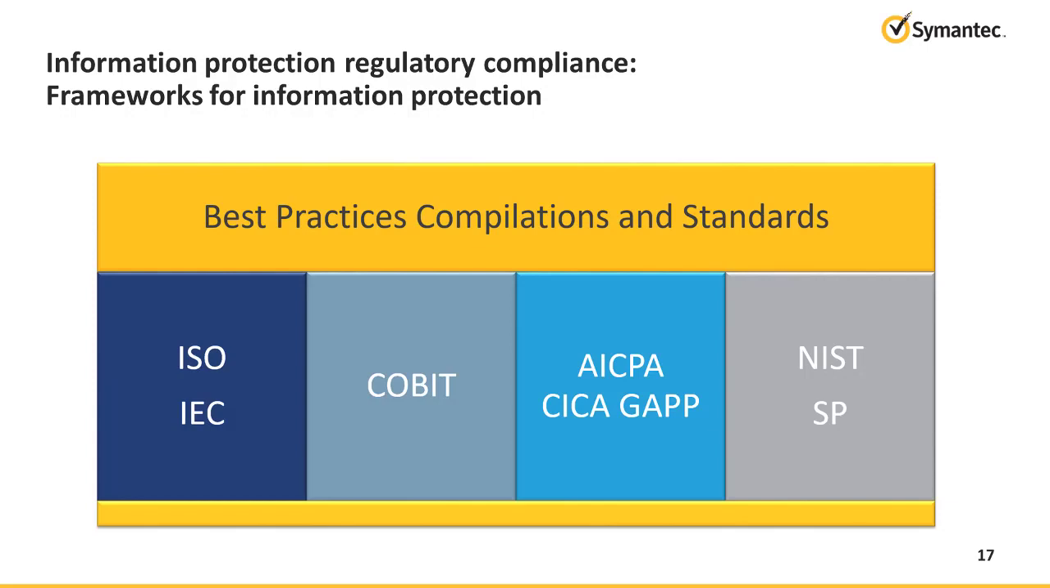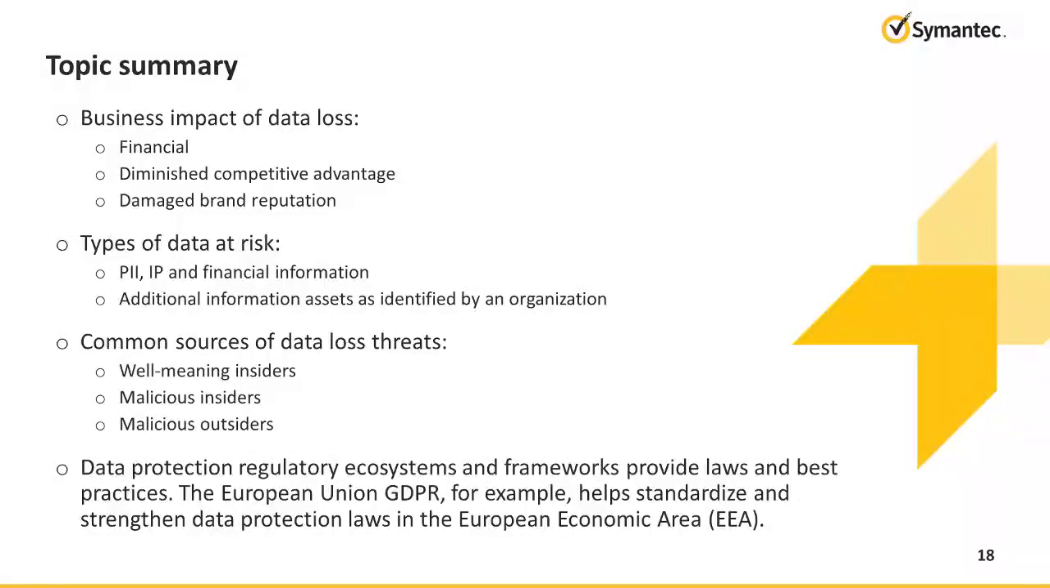These frameworks include the ISO/IEC Code of Practice for Information Security Controls, the American Institute of CPAs and Canadian Institute of Chartered Accountants Generally Accepted Privacy Principles, the National Institute of Standards and Technology, or NIST, special publication for security and privacy controls for federal information systems and organizations, and the ISO/IEC Information Technology Security Techniques and Financial Services Privacy Impact Assessment.